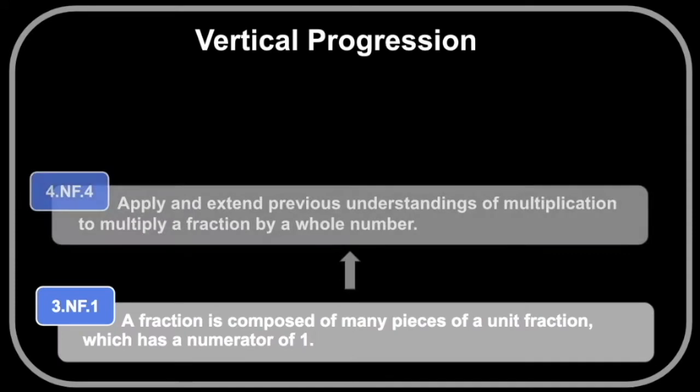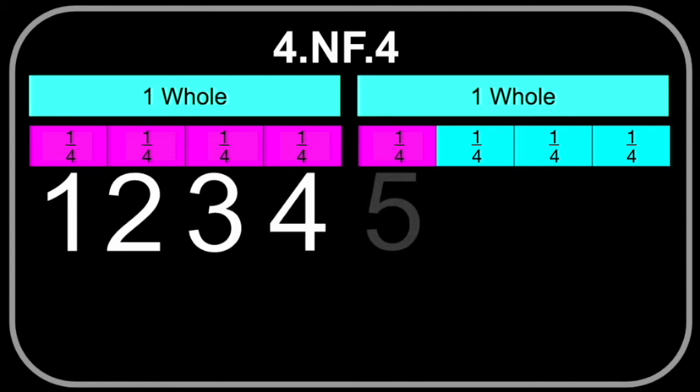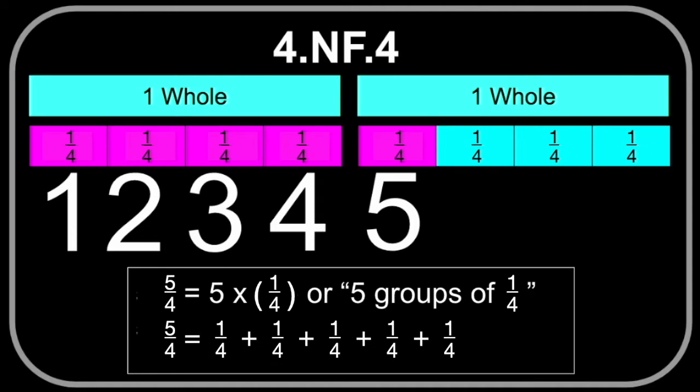In 4th grade, by using visuals such as a number line or area models, students should understand a fraction A divided by B as a multiple of 1 divided by B. The 4th grade standard NF4 shows students to use a visual model to represent 5/4 as the product of 5 times 1/4. Students should be able to record the conclusion by the equation 5/4 is the same as 5 times 1/4, and knowing that means 5 groups of 1/4.